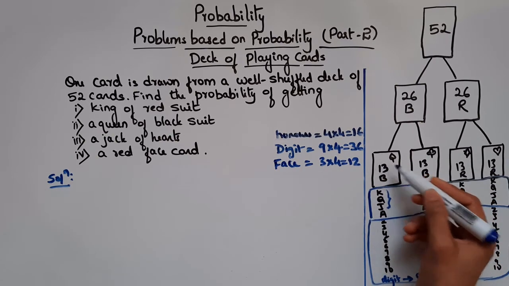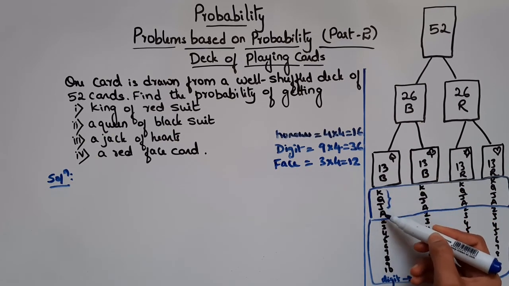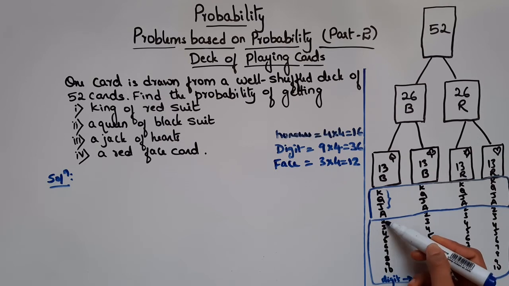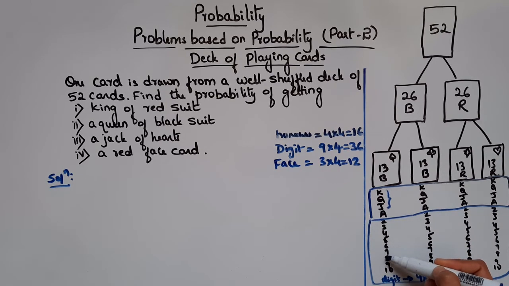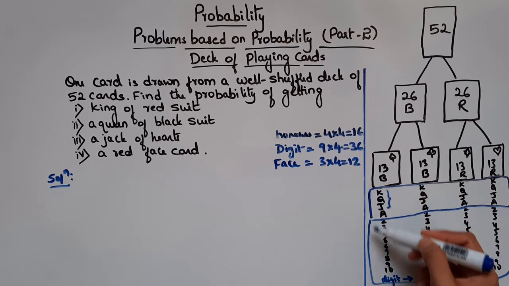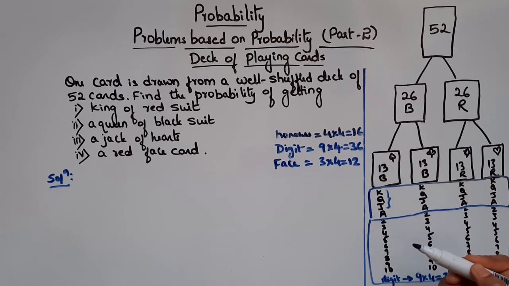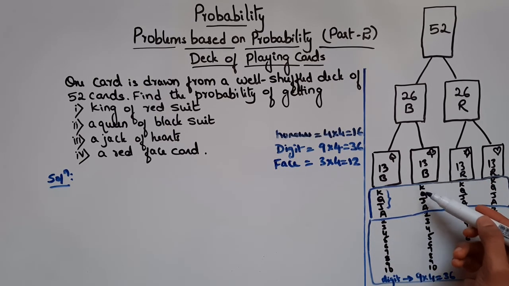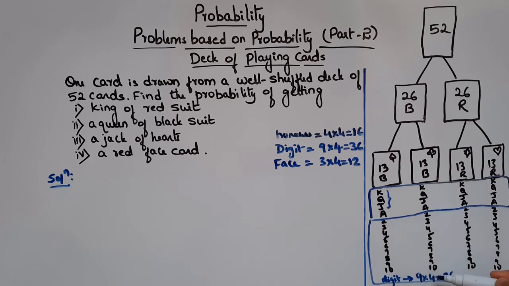So these 13 cards are king, queen, jack, ace, and we have number cards, that is 2, 3, 4, 5, 6, 7, 8, 9, 10. So these all are spade cards. Similarly, in club cards we have king, queen, jack, ace and number cards. And also in red diamond cards we have king, queen, jack, ace and all number cards. And also in heart we have king, queen, jack, ace and all number cards. But these two sets are red and these two sets of cards are black.